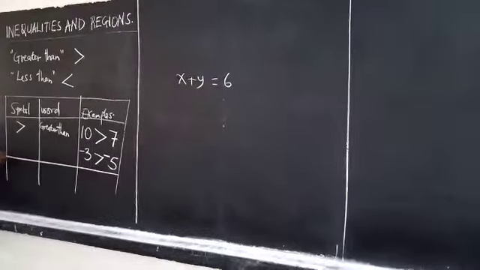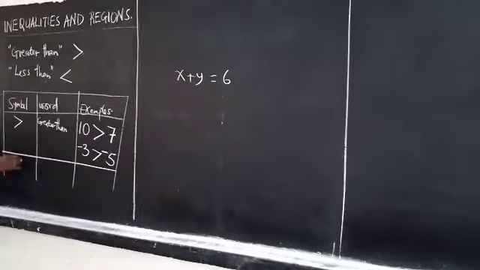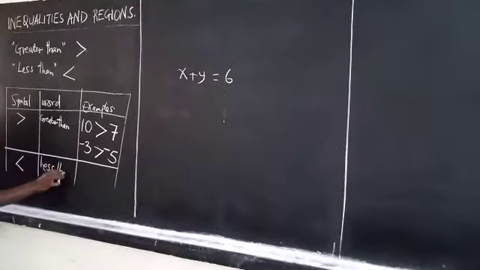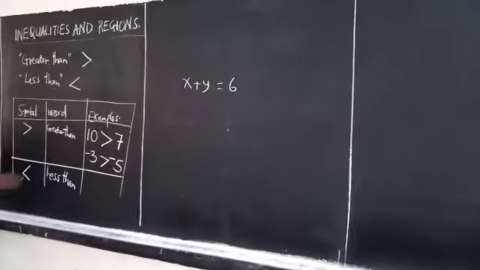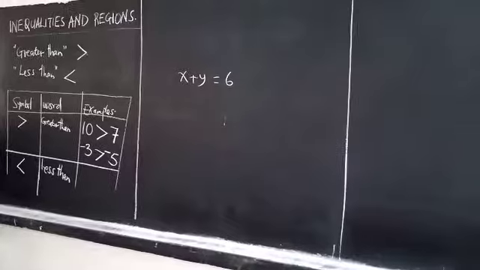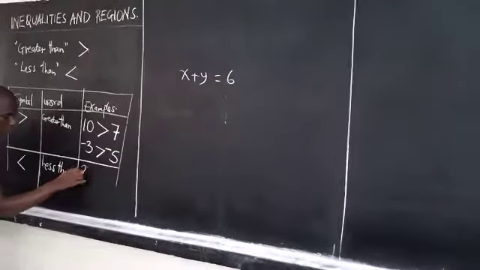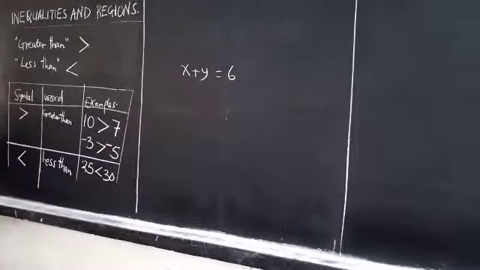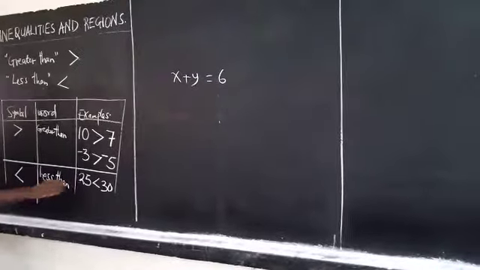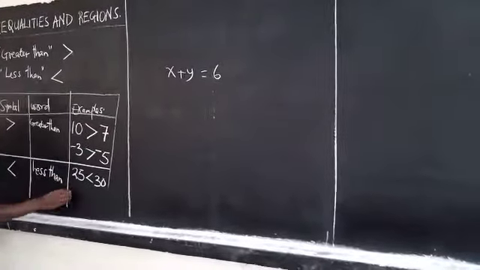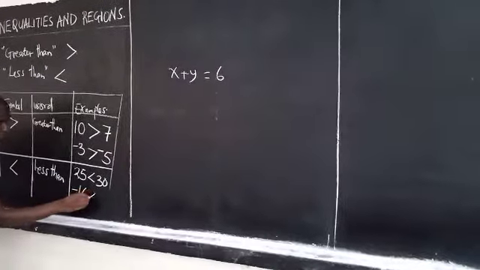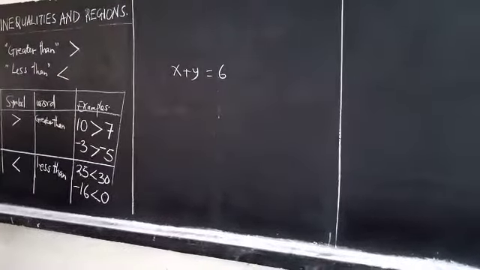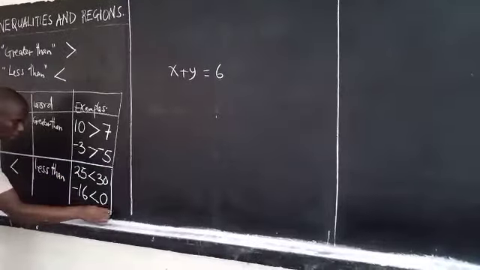Then we go to the one of less than. And the word we say is less than. So, which one is less than which? We can have figures. 25 is less than 30. We can also have the negative values. Negative 16 is less than, actually you can even put a 0. Yes, we have known this one from the number line.